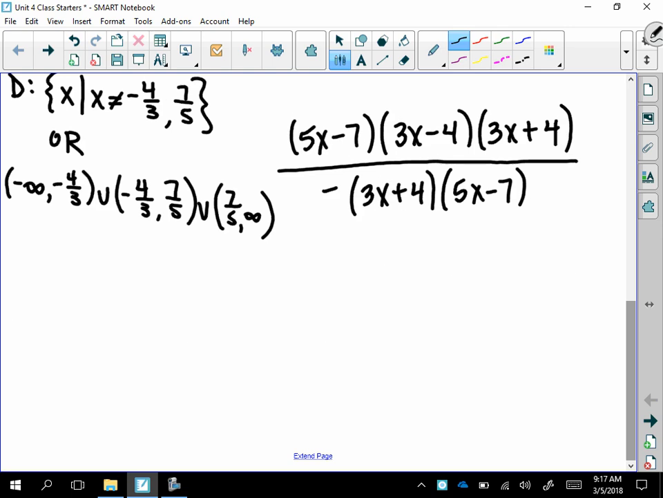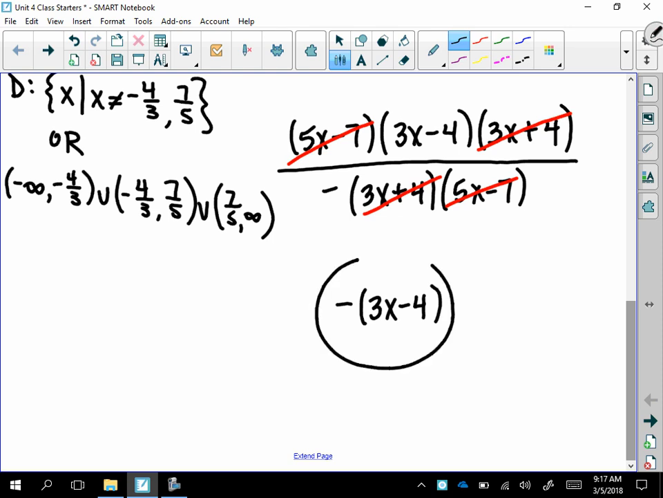And once we've identified the domain, then we're ready to simplify. What cancels? 3x plus 4. And all that's left is going to be a negative 3x minus 4. So you could just write negative 3x plus 4. Yep, you could do that. Good. All right. Probably good on number 3.